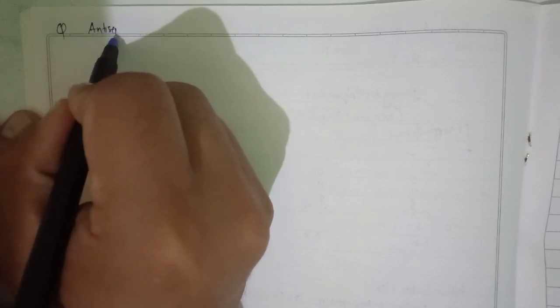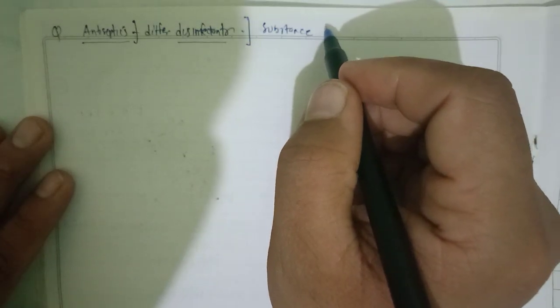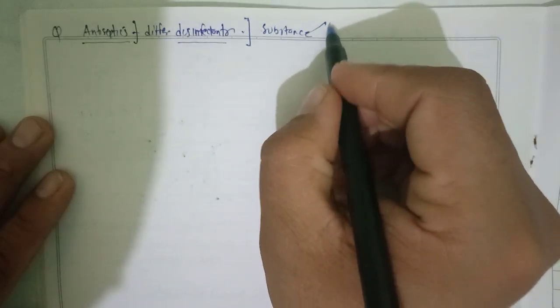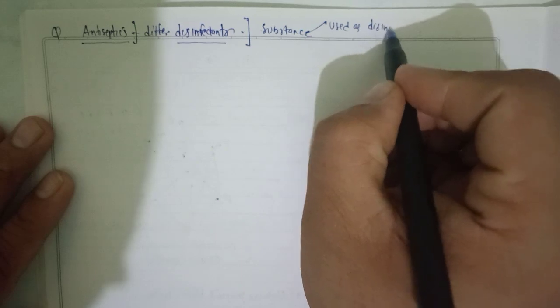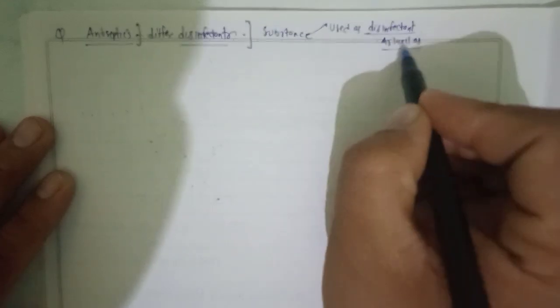Again, I will be taking a question from a CBSE board examination question paper of the chemistry subject. So here the question is, how do antiseptics differ from disinfectants? That is the question. And here the question is further elaborated: name a substance which can be used as a disinfectant as well as an antiseptic.